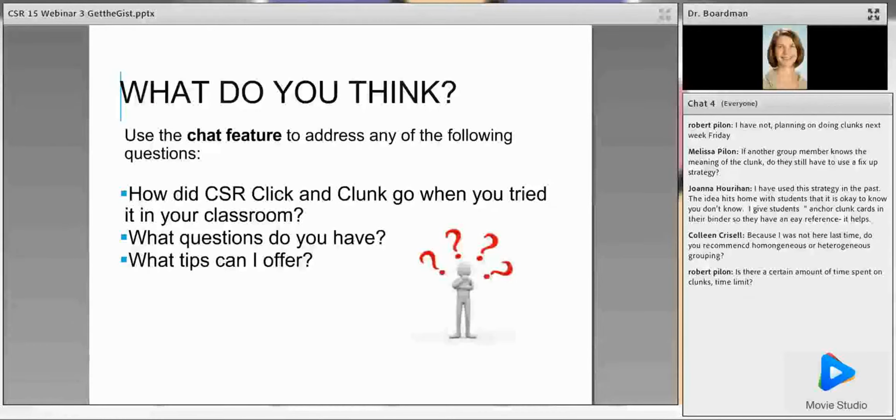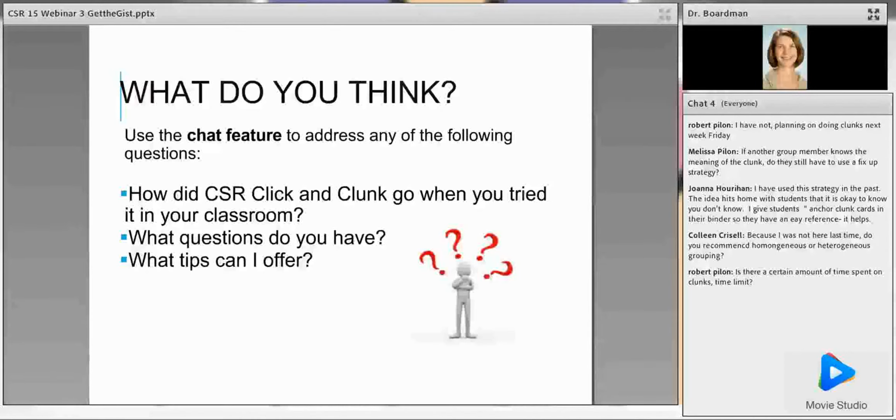And in terms of grouping, great question, Colleen. We do recommend heterogeneous grouping. So in general, you want the groups to be selected by the teacher and to have a variety of students with different language proficiencies and interests and reading ability. And we want kids also who can work well together. So sometimes it takes a little while to figure that out.